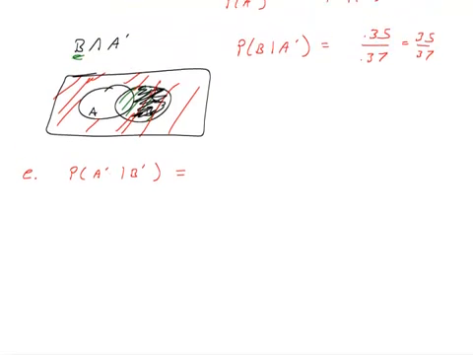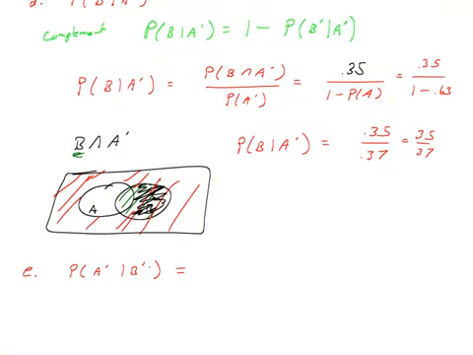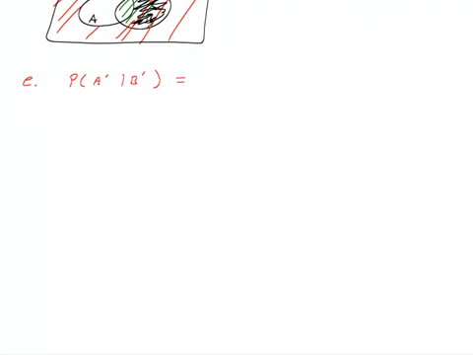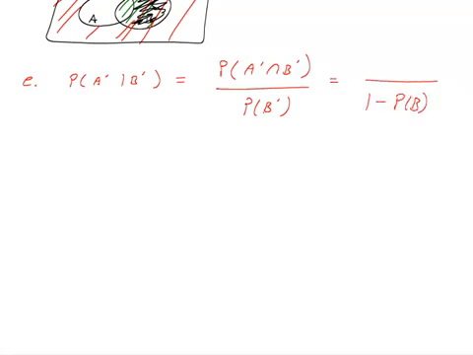What we had was our last one, B given A complement. Since that's not related to it, there's not much the complement rule is going to do to help me solve this. So I'm just going to use the definition. I need the intersection of A complement and B complement over the probability of B complement. I know the denominator. I can use the complement rule to find the probability of B complement. The intersection, again, we've got our Venn diagram as a tool to figure out what that probability is.